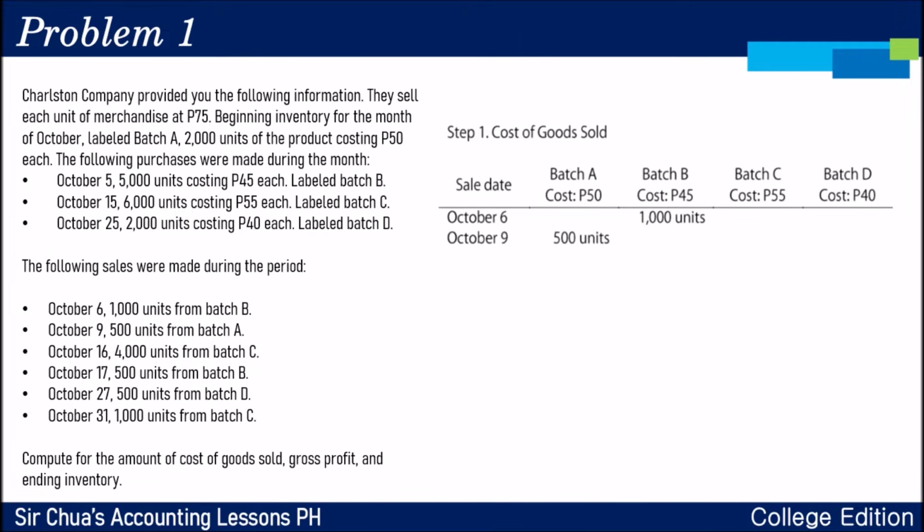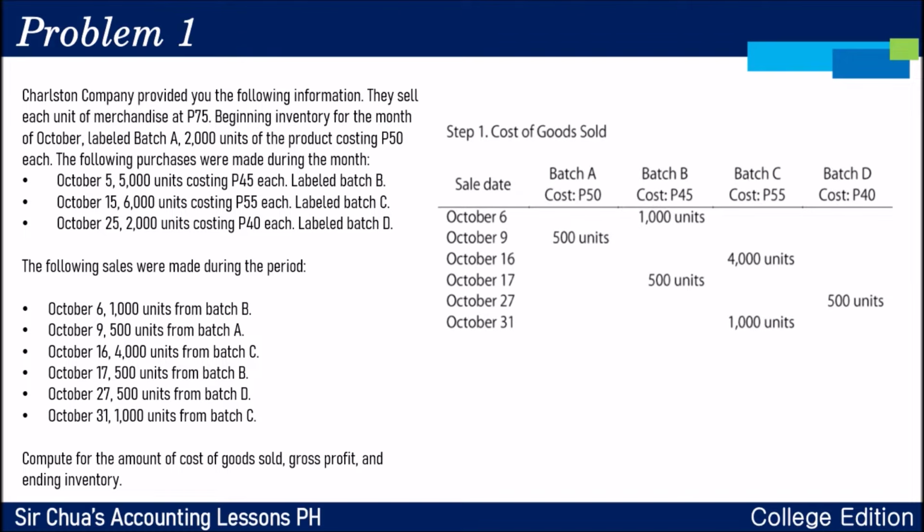On October 9, 500 units from batch A. On October 16, 4,000 units from batch C. And then October 17, 500 units sa batch B. October 27, 500 units sa batch D, and then 1,000 units from batch C sa October 31. As you can see, nire-relate natin kung saang batch kinuha kasi nga po, specific identification. We specifically identify kung saan po natin kukunin.